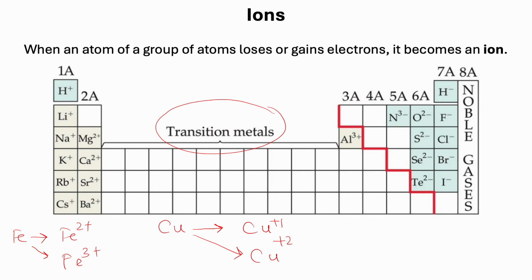When we think about the anions, look at the nonmetal side, the right side of the periodic table. Group 7 always gains 1 electron and makes a -1 charge. Group 6A gains 2 electrons and makes a 2- charge. And group 5 gains 3 electrons and makes a 3- charge.